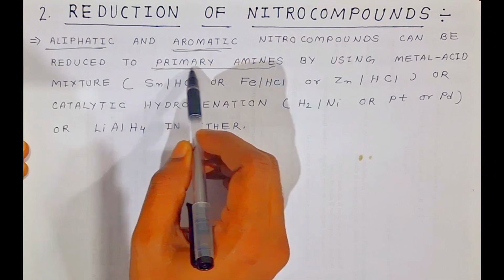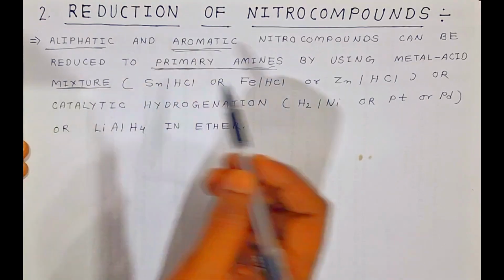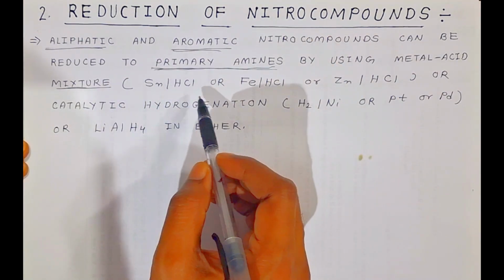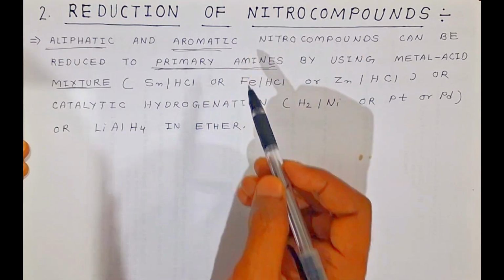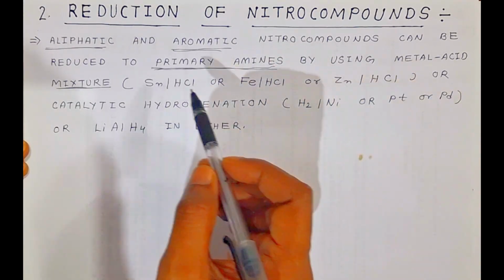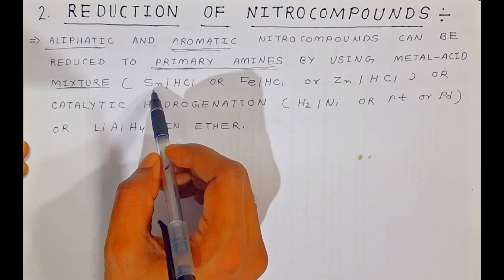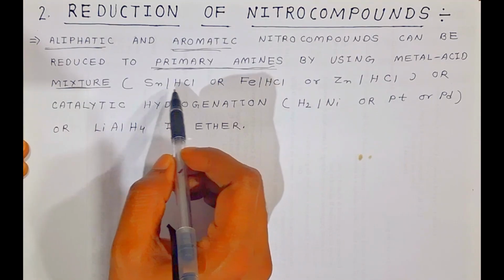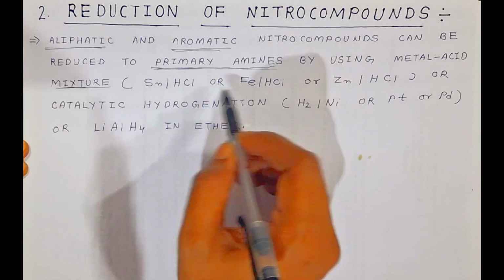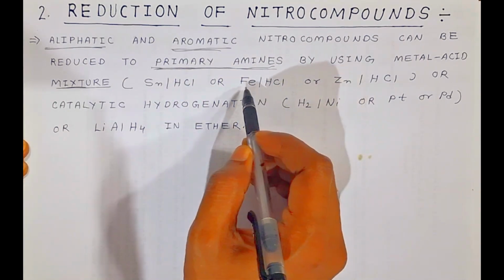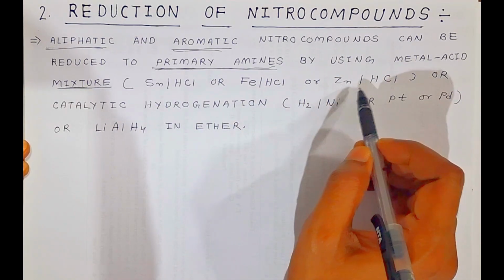Mind well, we are going to prepare primary amines by using a metal acid mixture, which gives you nascent hydrogen. This hydrogen combines with the nitro compound and it is reduced to amine. So how do you prepare nascent hydrogen? Nascent hydrogens are very important. If you add stannous, that is tin, in HCl, they will provide you nascent hydrogen. Or if you don't have tin, you can add iron in HCl, or zinc metal in HCl, and you will get nascent hydrogen.